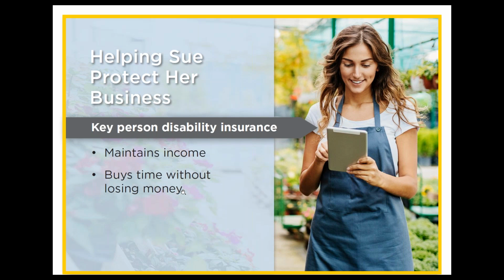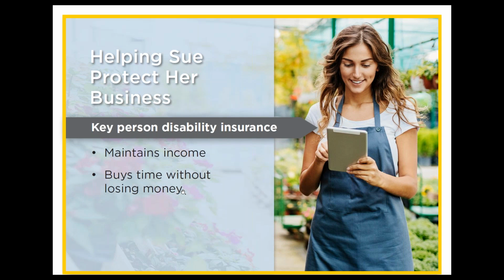Sue had taken out key person disability insurance on Jenny, she would have been protected because she would have been able to maintain an income similar to what she experienced when Jenny was working. So the bottom line is key person insurance would allow Sue the time that she needed to let Jenny heal, but make sure that she wasn't losing thousands of dollars in the process.